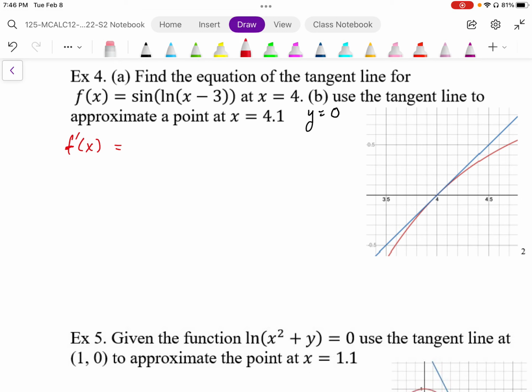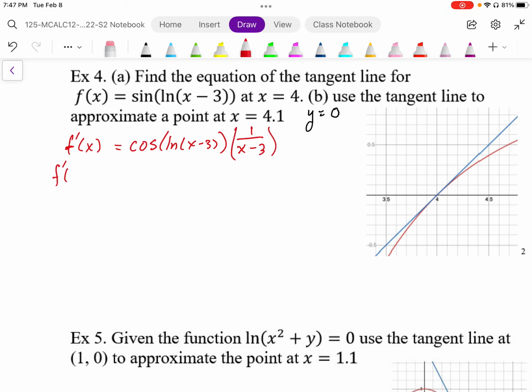We need a derivative to calculate the slope. So differentiating this, I need to differentiate the outside. I don't touch the inside. And then I need to multiply by the derivative of the inside, which is 1 over x minus 3. So there's my derivative function.